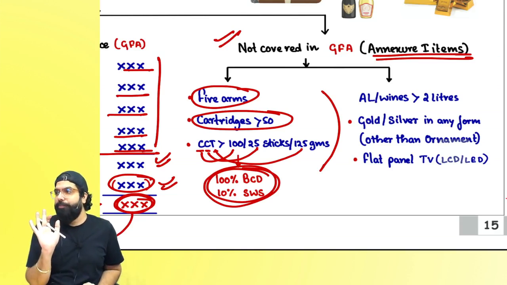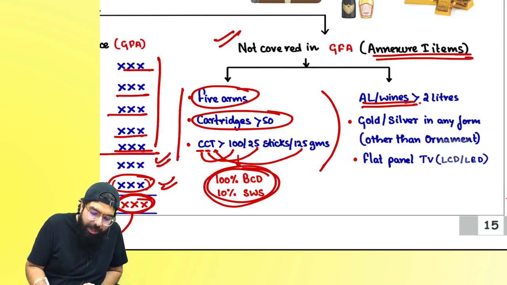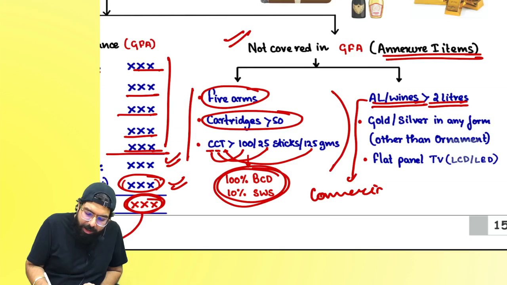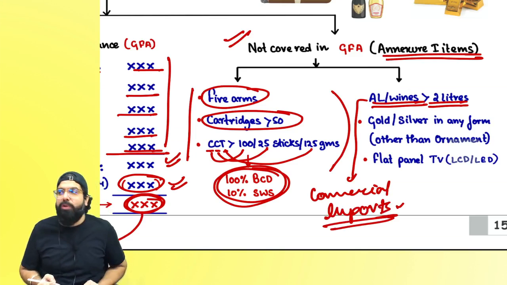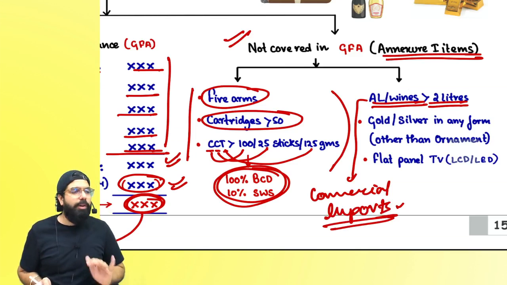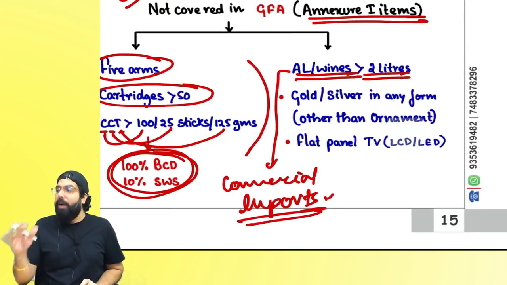only clear. Sir, other than these 3 items, if I have got from outside India alcoholic liquor greater than 2 liter, always remember it can be cleared only as commercial import. Commercial import means rate of duty as applicable to commercial import shall be applicable. For your exam purpose, don't worry about it. More than 2 liters, they are not going to ask you because it can be cleared only as commercial import.